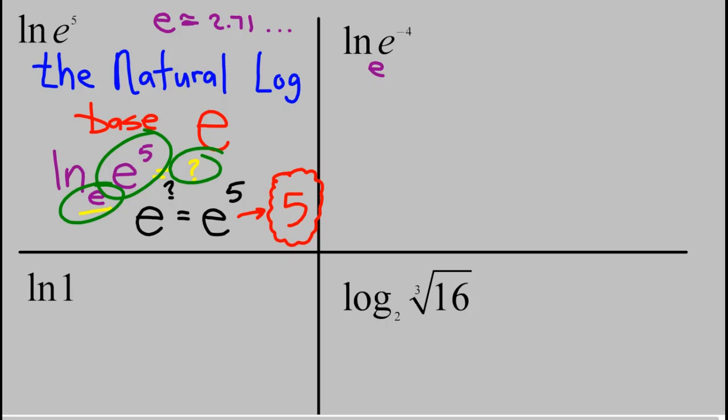Natural log of E to the negative 4. Really what you're saying is E to what exponent is equal to E to the negative 4? What? It's negative 4. That just seems kind of too easy.